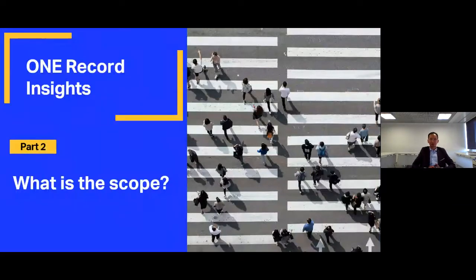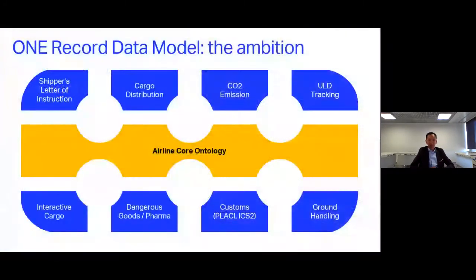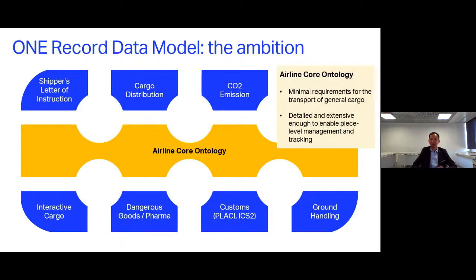So now we're going to look at the scope of our data model. The scope of our data model is focused around the airline core ontology. What we call airline core ontology is actually all the different data elements that enable the requirement to manage the transport of general cargo. The way it has been designed is that it is detailed and extensive enough to be able to manage all the different shipments at piece level. So we can do piece level management and piece level tracking as well.